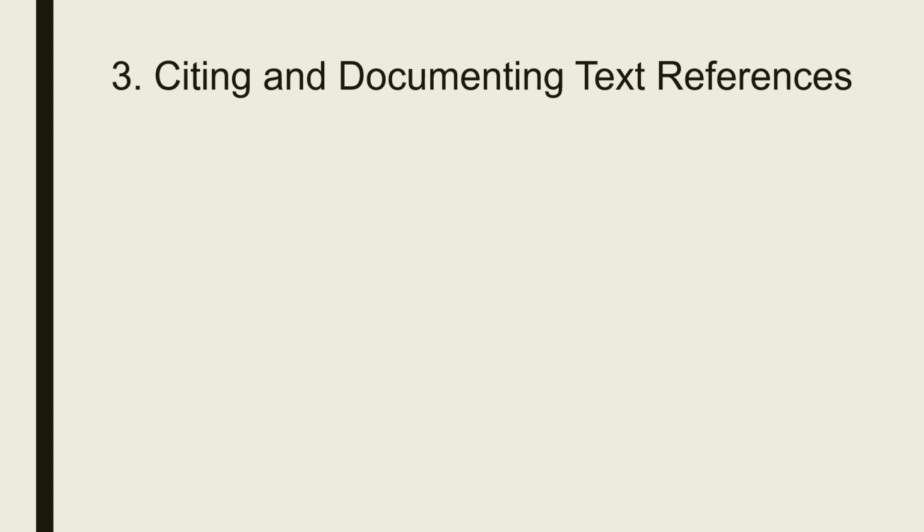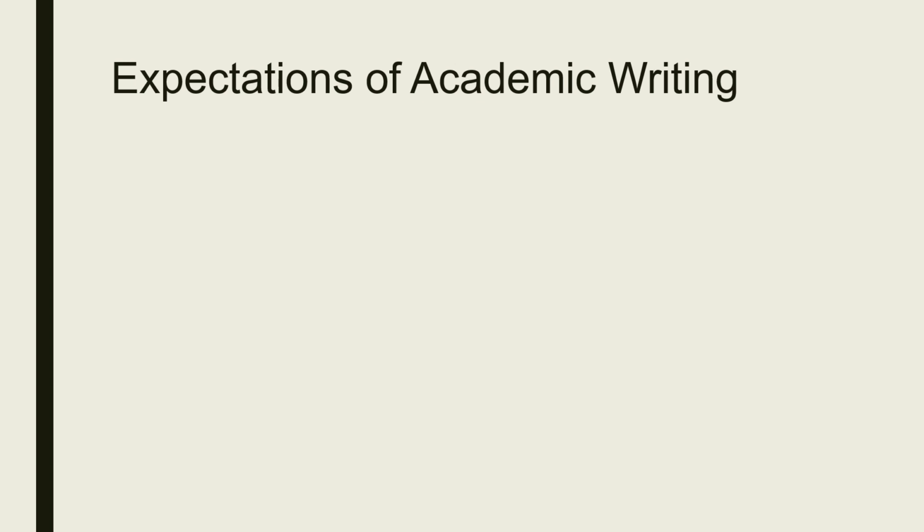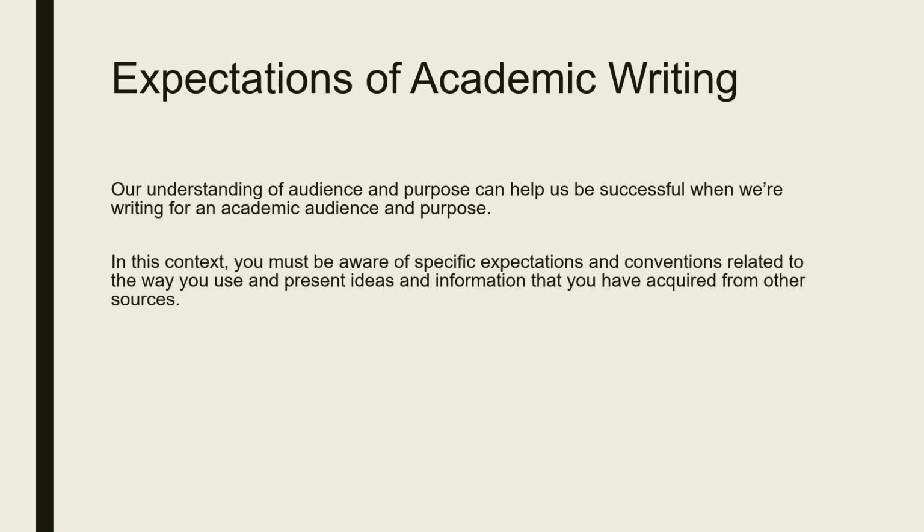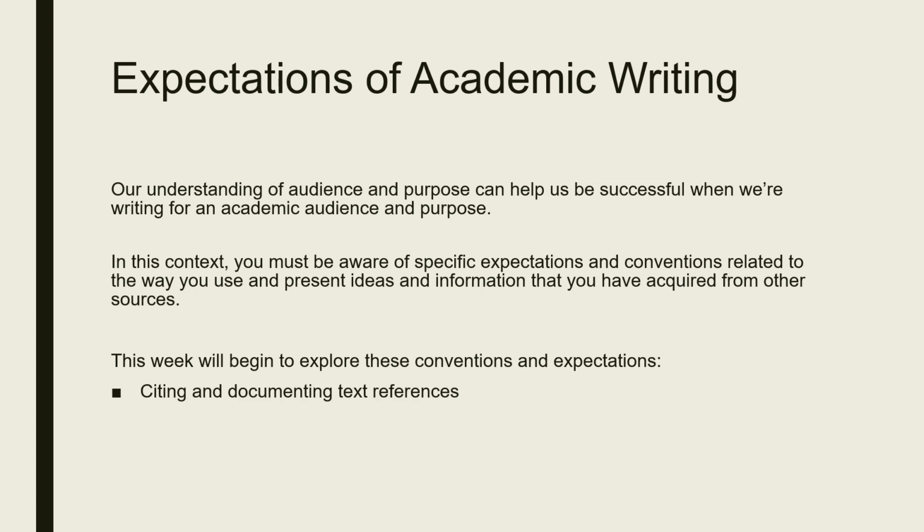Now we're going to talk a little bit more about the technicalities of citing and documenting text references. So what are the expectations of academic writing? Well, our understanding of audience and purpose can really help us be successful when we're writing for an academic audience and purpose. In this context, you must be aware of specific expectations and conventions related to the way you use and present ideas and information that you have acquired from other sources. This week, we will begin to explore these conventions and expectations, citing and documenting text references, using an academic style guide, and a lot more.